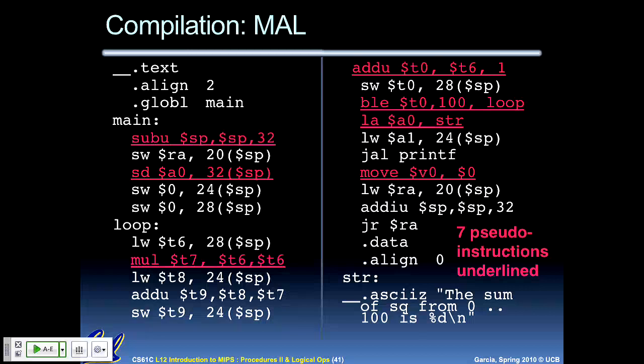Now, the data section had .align 0, so 2 to the 0 is 1. That meant align on any byte boundary, any multiple of 1, is fine because it's just a byte string. I don't care where it starts. Any address is fine. So the argument is a power of 2. .align 4 would say put it on a 16-byte boundary, .align 5 a 32-byte boundary. And all it does is pad with zeros until it gets to the next multiple of that alignment value.